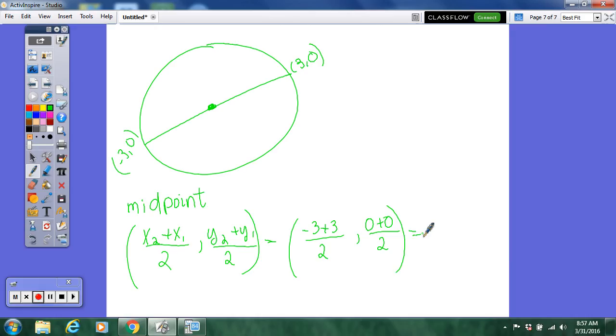Well, here's what Joseph was saying, -3 plus 3 is 0. 0 divided by 2 is 0. But you can't divide by 0. 0 can't be in the denominator. Oh. It can be in the numerator, can't be in the denominator. So your center is 0, 0.